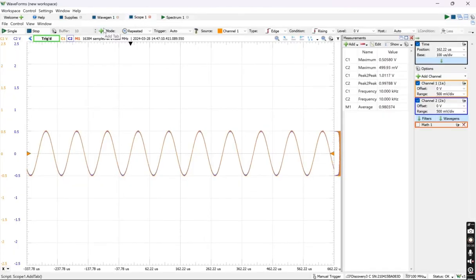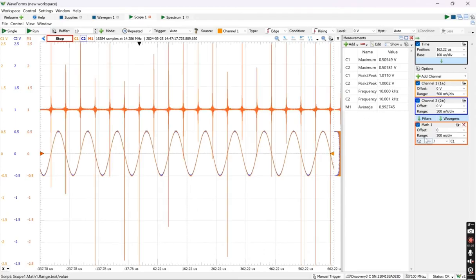Now here in the scope, as we run the scope, we can see in blue we have the output voltage, and in orange we have the input voltage. If we were to pause this, we can see that here in the measurements tab, we have a maximum for C1, a maximum for C2. This is the max peak for both voltages. We also have a peak-to-peak value for both of the voltages. We also have the frequencies of both, and we have an average.